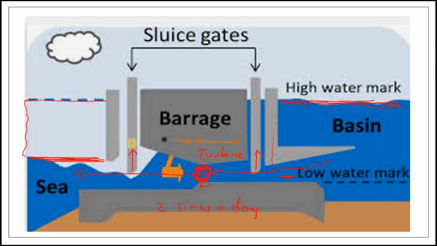Whenever a high tide starts coming, the gates are open, water is filled inside, then the gates are closed. When the low tide comes, the potential difference is created, the gates are open, water is pushed out, a turbine moves, gets electricity. Twice a day, at high tide, we fill the barrage, and in low tide, we generate electricity. Okay, so this is how we can use tidal energy, right, by using the tides, high tide and low tide.